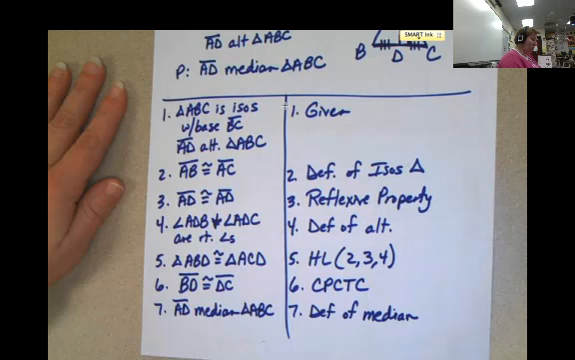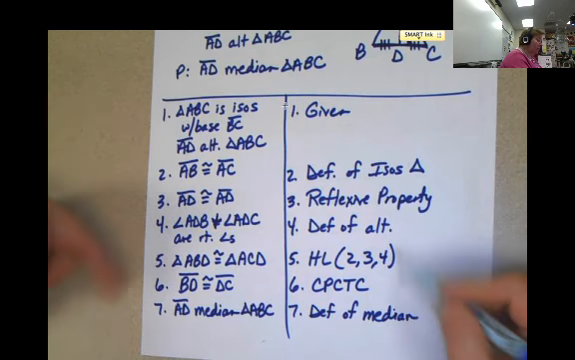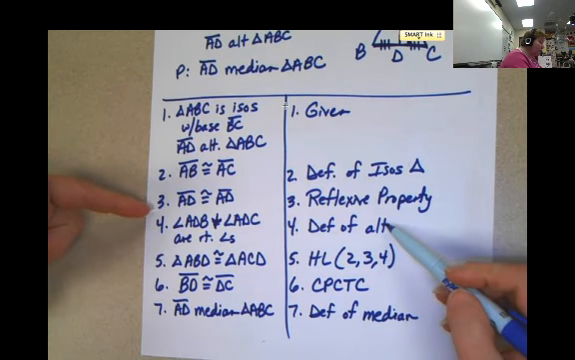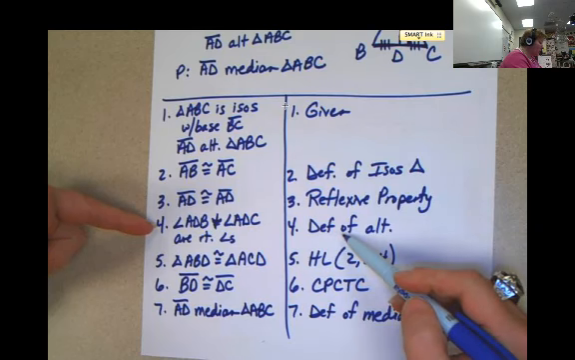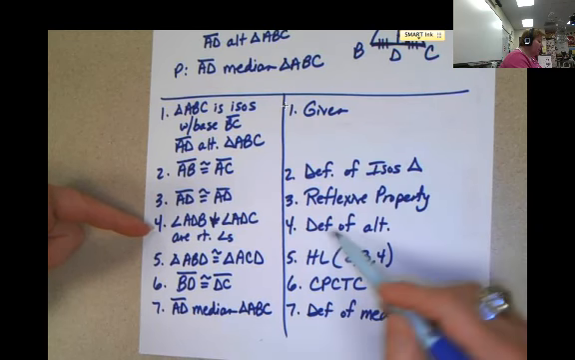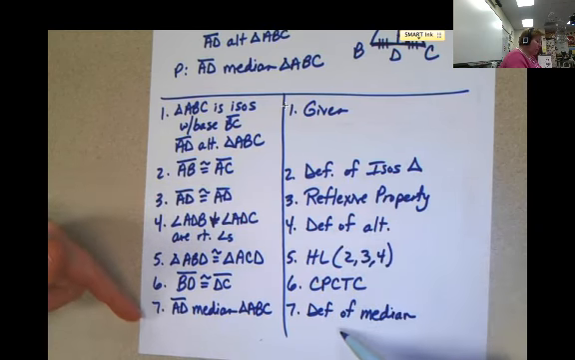And again, definitions are reversible. So you can be given an altitude and you get right angles. That's a definition. You can be given right angles and get an altitude. And so in this case, we're given congruent segments and you can get a median.